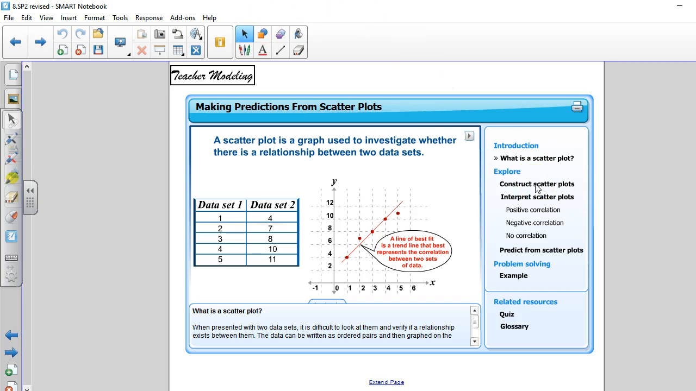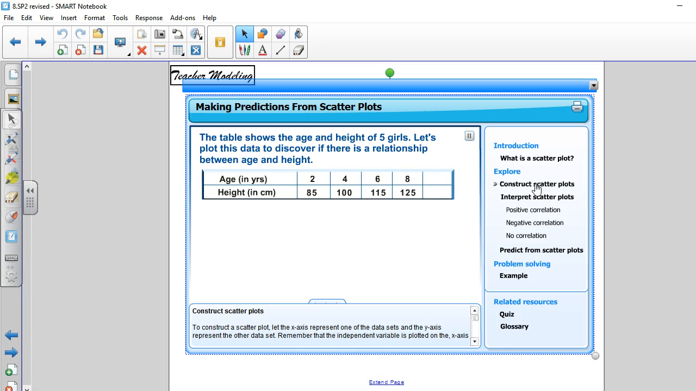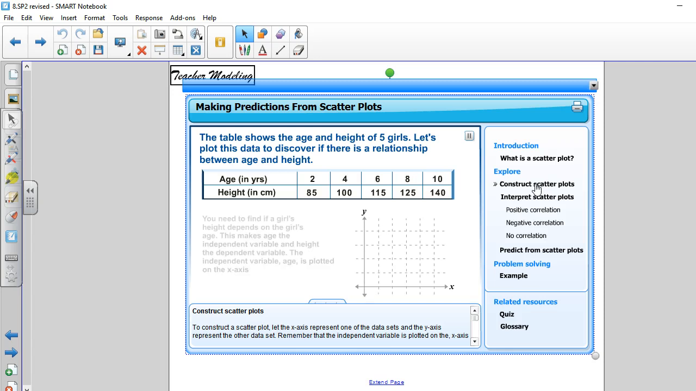Let's take a look at this a little closer. In this table that I'm showing you now, you see the height and the age of 5 girls. So we're going to plot this data to see if there's a relationship between their age in years and their height in centimeters. The first thing we do is draw our coordinate axes. We need to find if a girl's height depends on the girl's age. So that makes age the independent variable, which goes on the bottom, and height the dependent variable that goes on the vertical.